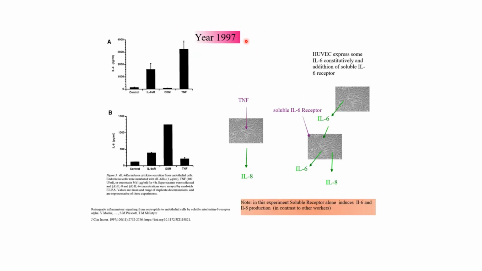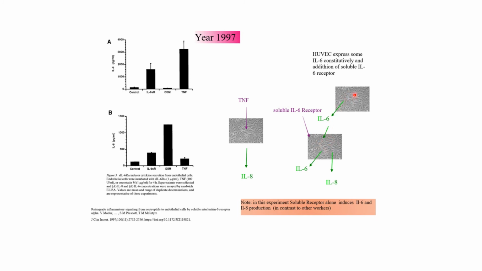1997. HUVEC express some IL-6 constitutively, in addition to soluble IL-6 receptor. They give out IL-6, they give out IL-8. TNF, they give out IL-8. In this experiment, remember, soluble IL-6 receptor was good enough. What they said was these cells are producing interleukin 6 by themselves.